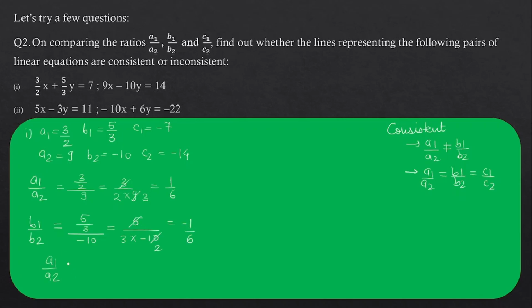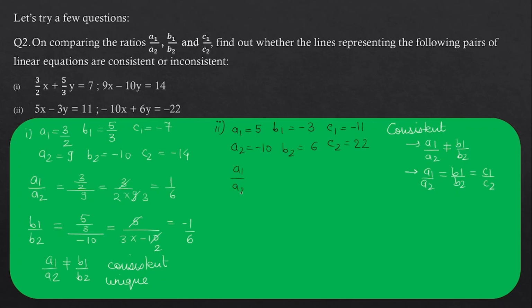A1 by A2 is not equal to B1 by B2. Therefore, consistent pair of equations. If I want to be very specific, this is a unique solution with a pair of lines intersecting. Let us see the second one. A1 is 5, B1 is negative 3, C1 is negative 11. A2 is negative 10, B2 is 6 and C2 will be positive 22.